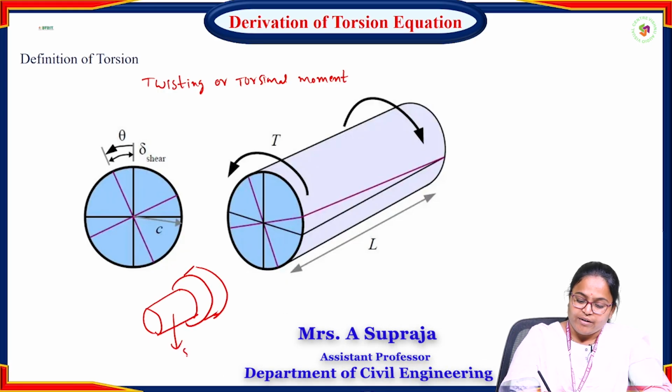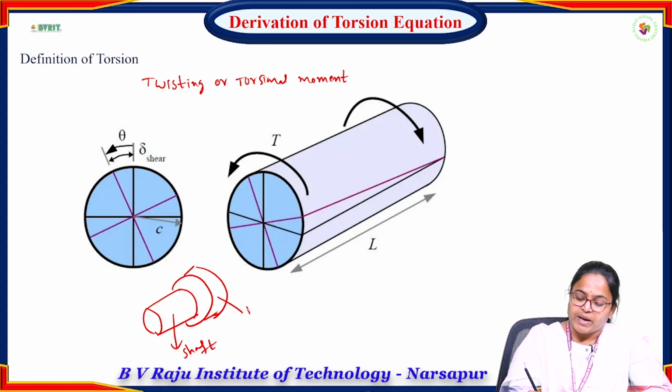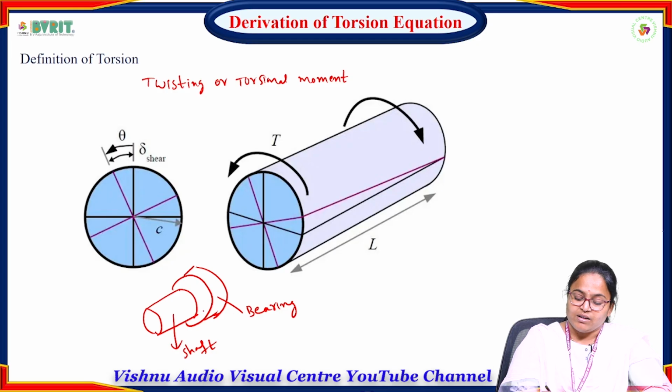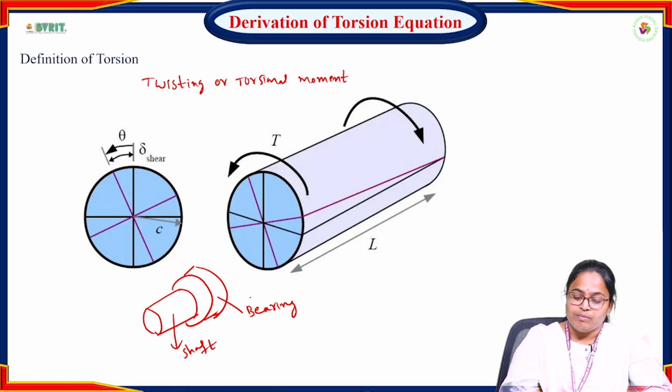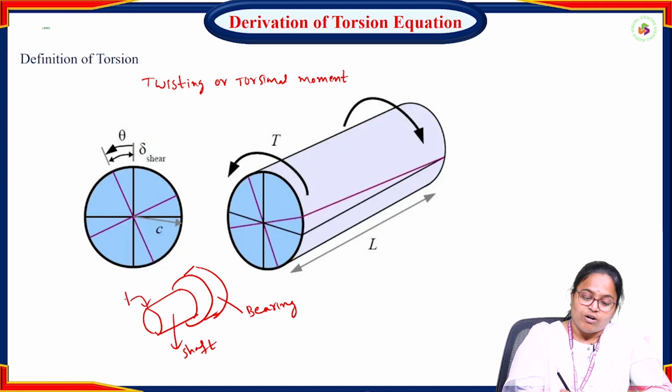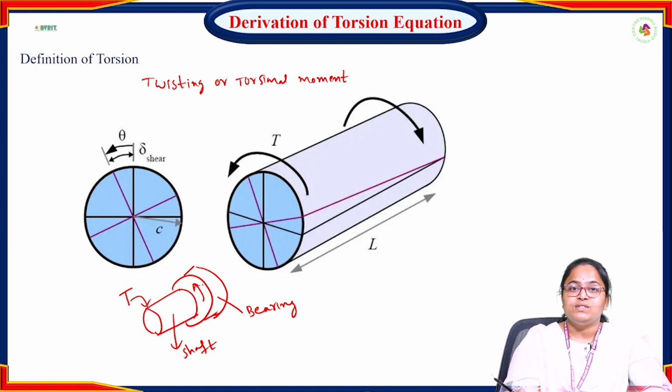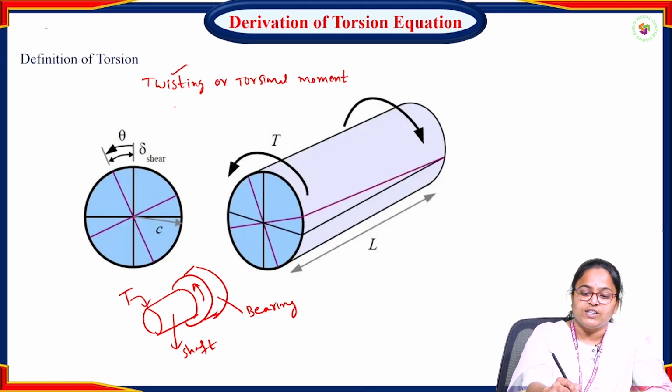So, this is the shaft, this is the bearing. The shaft is supported by a bearing. It is inserted into the bearing. When we apply torque on the shaft, it will resist an opposite torque by the bearing. So due to these opposite torques, the shaft will be twisting. So torque is also called twisting or torsion.